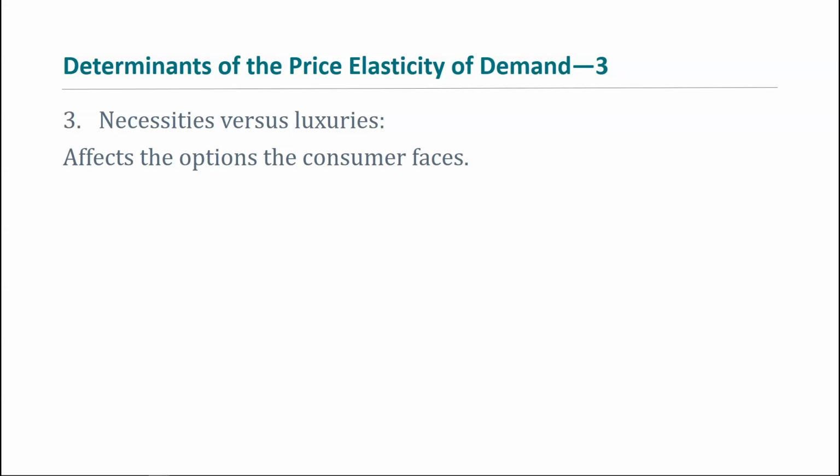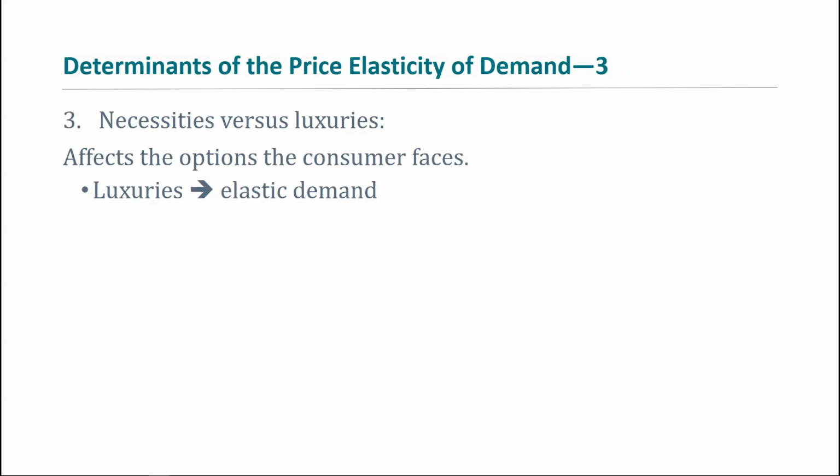Third, and we've already touched on this, is it a necessity or is it a luxury? So this affects the options that you face. If it's a luxury, you tend to have more elastic demand. Think diamond rings. If the price of diamond rings goes up by 20%, you may put off buying one. If it goes down by 20%, now's your chance. You're going to go get it, right?